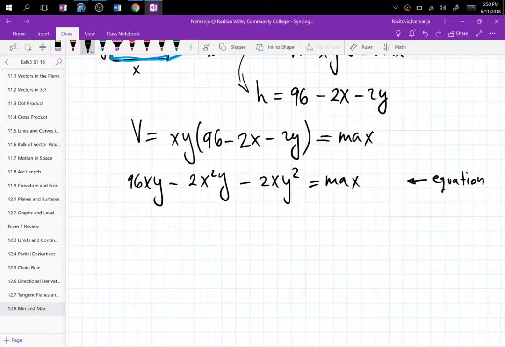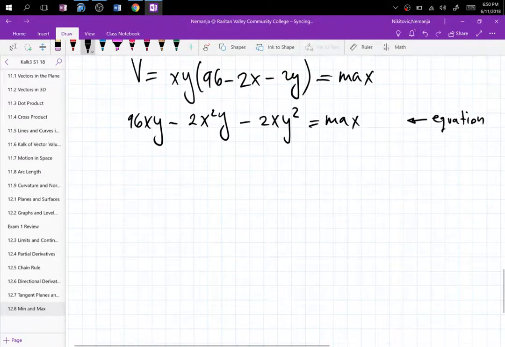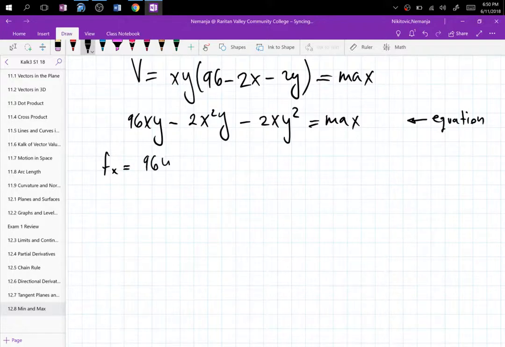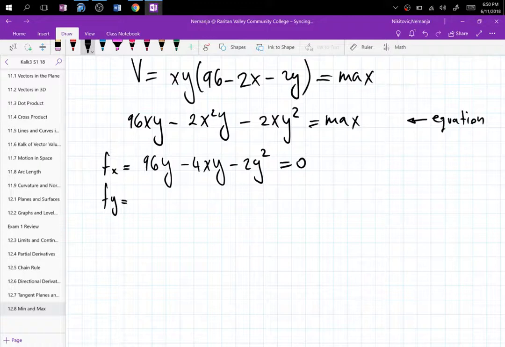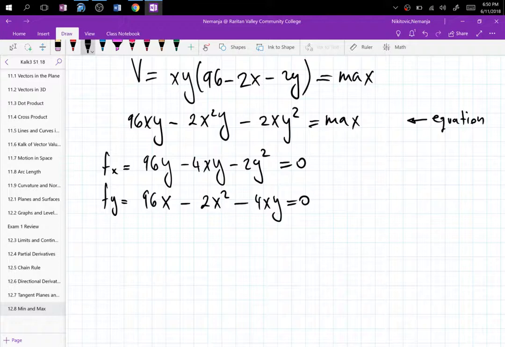So now, when we plug everything in, we get this long equation here, and now we finally do the partial derivatives. So fx is equal to 96y minus 4xy minus 2y squared, equal to 0. The next one is fy. So 96x minus 2x squared minus 4xy, also equal to 0.